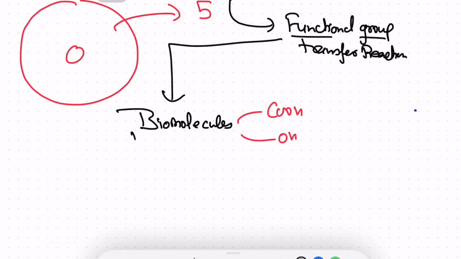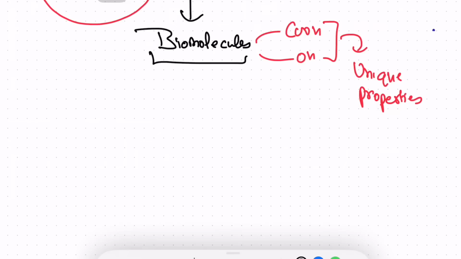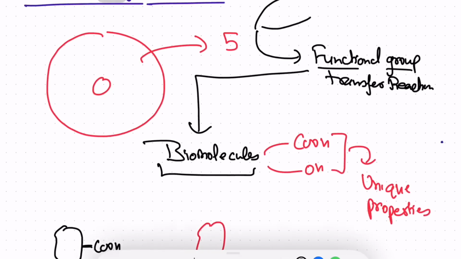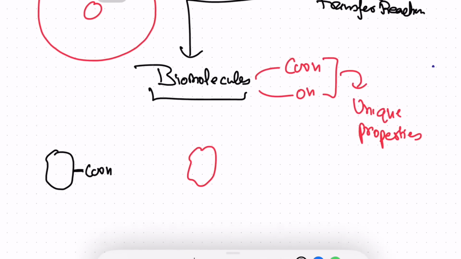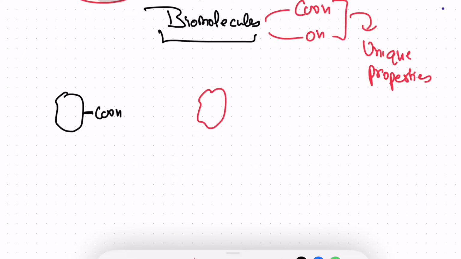Now, these biomolecules carry different functional groups, and these functional groups provide unique properties to the biomolecules. Now, I just want to tell you, let's suppose this is a biomolecule. It is going to carry some functional group. Now, this functional group can be transferred onto another biomolecule. Such types of reactions are known as functional group transfer reactions. So here we are going to discuss how these functional groups can be transferred from one biomolecule to another.